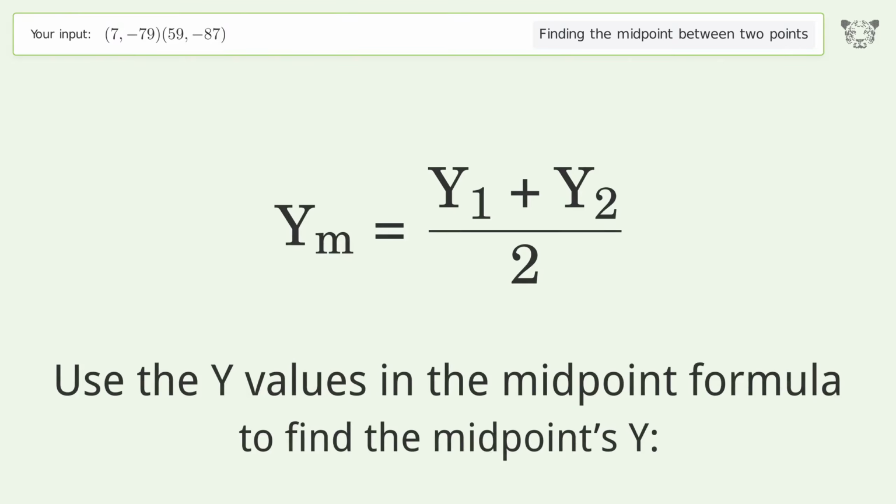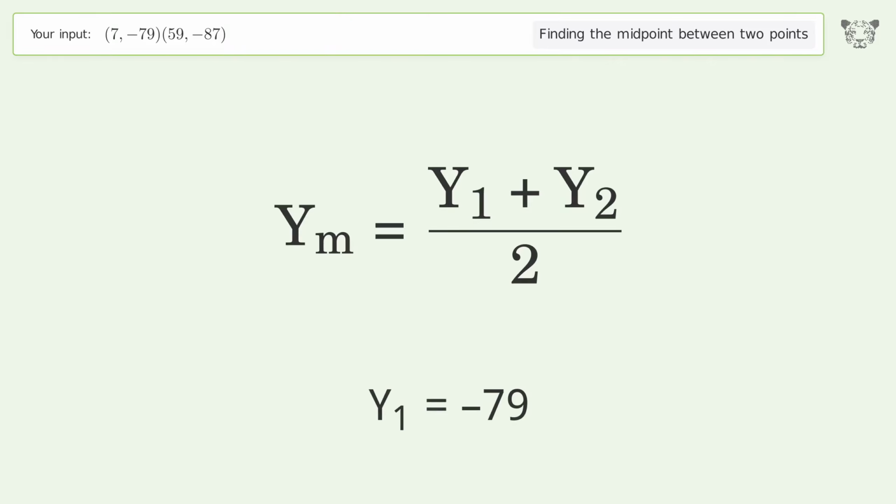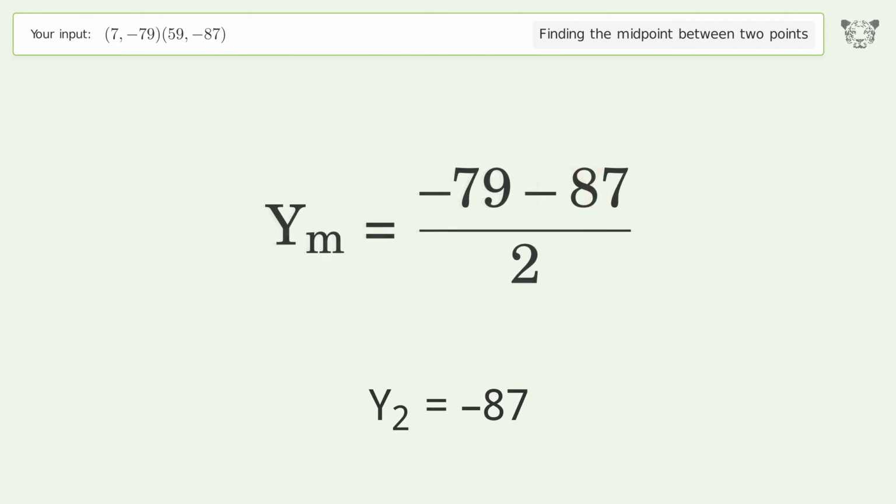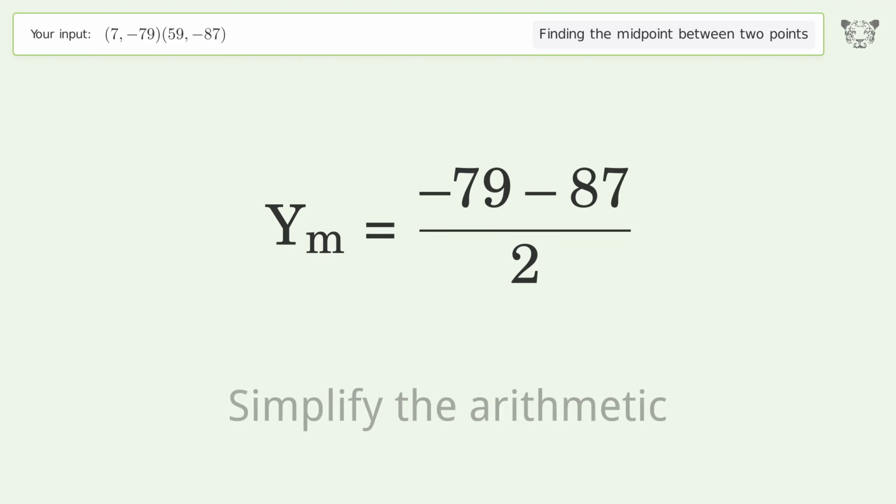Use the y values in the midpoint formula to find the midpoint's y. y1 equals negative 79. y2 equals negative 87. Simplify the arithmetic.